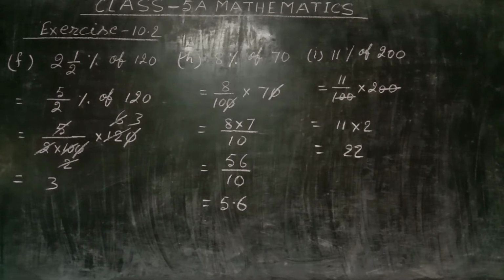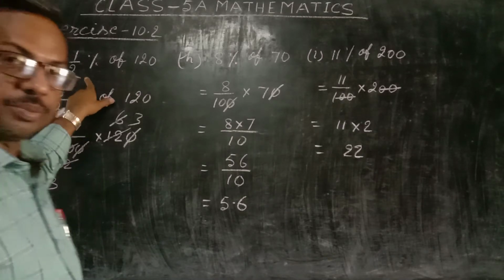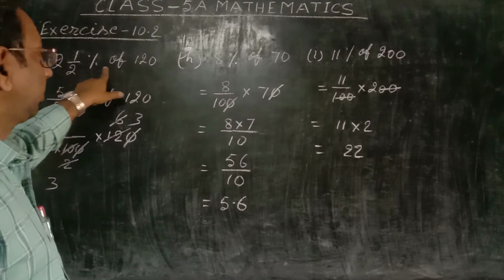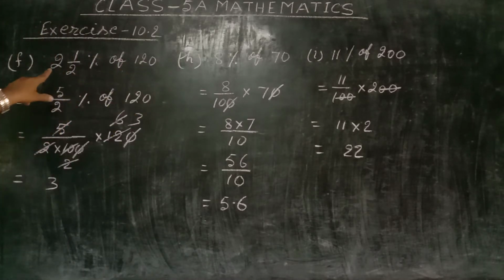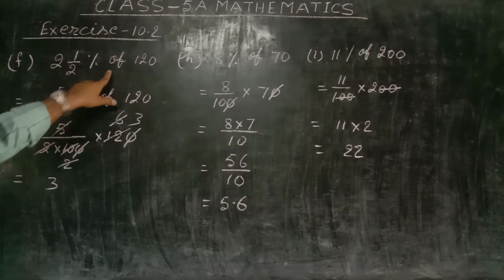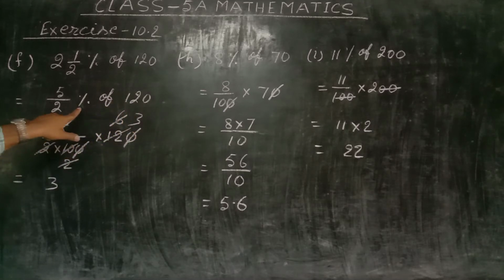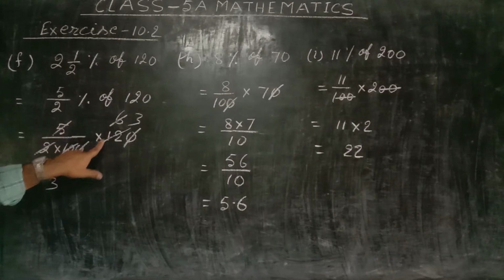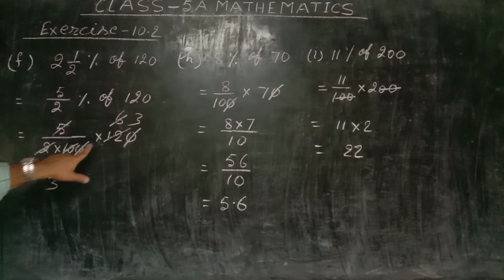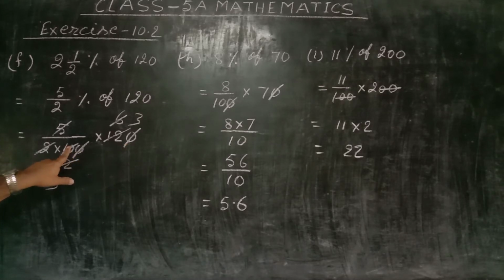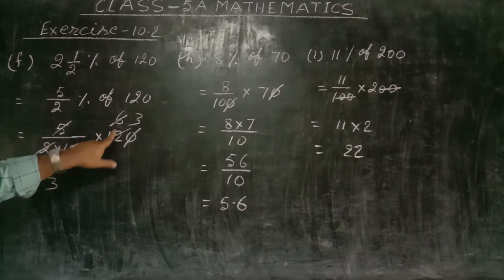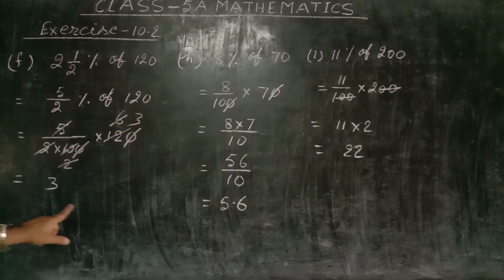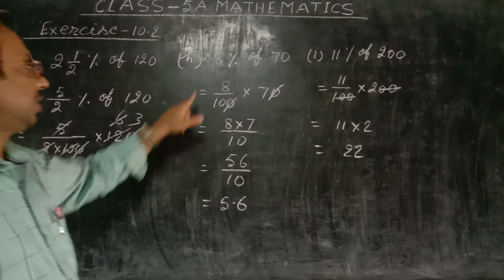Question number F. In this question again you have this mixed fraction, 2 and 1 by 2% of 120. I change this mixed fraction into an improper fraction. 2 twos are 4 plus 1, 5 by 2% of 120. Then for the omission of this percent, I wrote here 100. It became 5 by 2 into 100, of means into 120. Now this 10 and this 10 cancelled. 5 twos are 10, this 5 and this 10. 2 sixes are 12 and 2 threes are 6. So answer became 3.